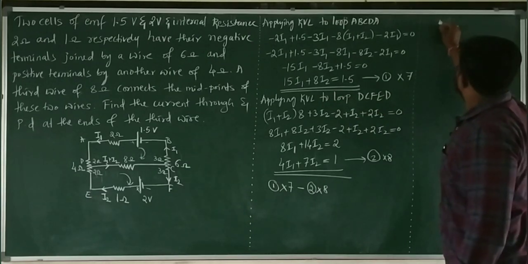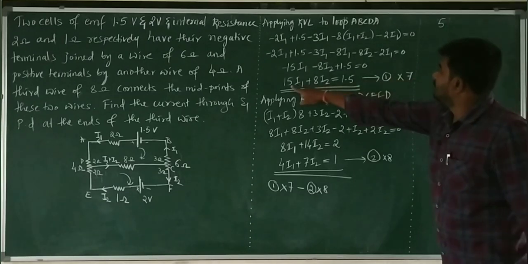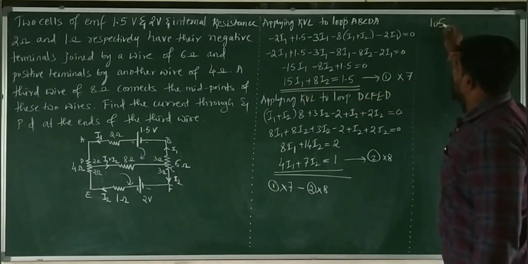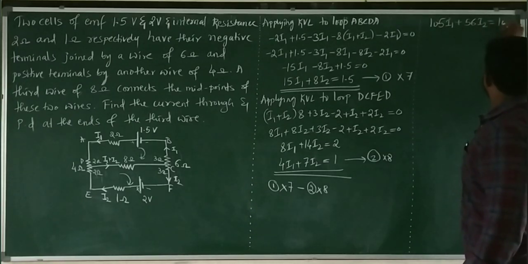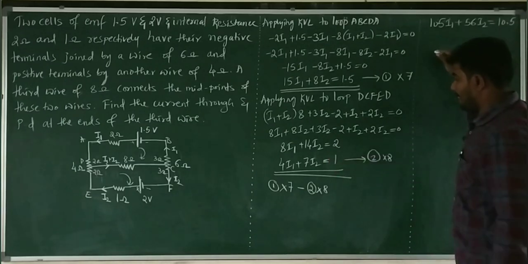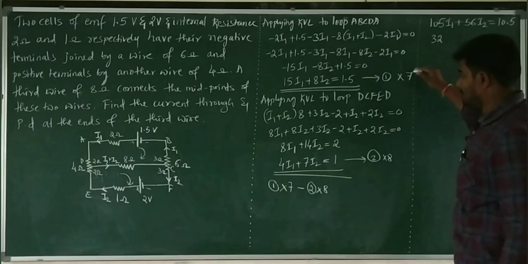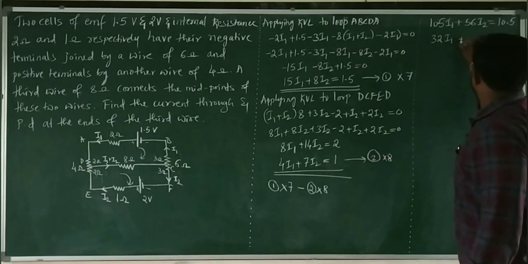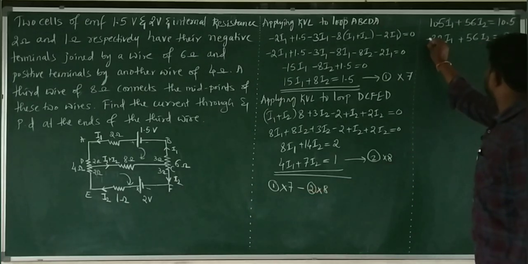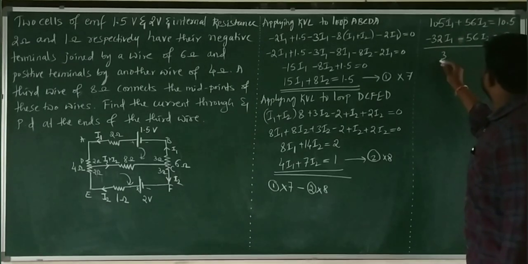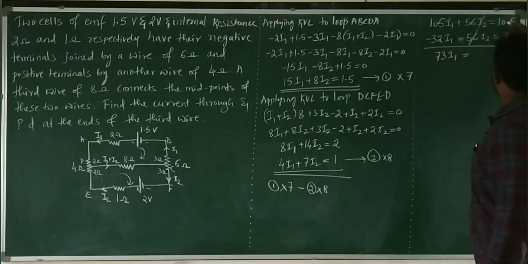15 sevens are 105. So 105 I1 plus 56 I2 is equal to 10.5, and 4 8s are 32 I1, and 7 8s are 56 I2, is equal to 8. Since we are subtracting, it is going to be minus, and it is also going to be minus. See, 105 minus 32 is 73 I1, the 56 I2 gets cancelled, and 10.5 minus 8 is 2.5.